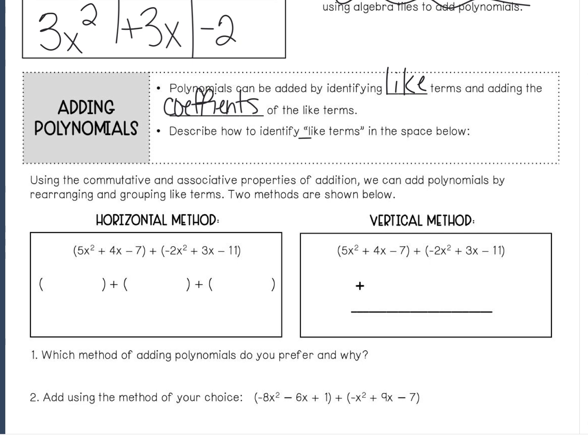How do we find like terms? They have the same variable and powers, right? So yes, if they just have x's, that's great, or y's, that's great. But if we have x squared, we need to make sure that we put it with only x squareds.